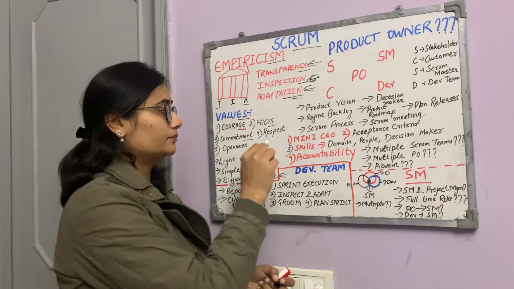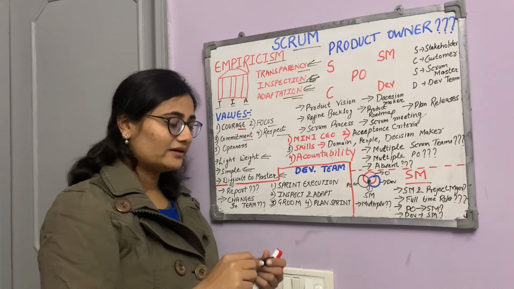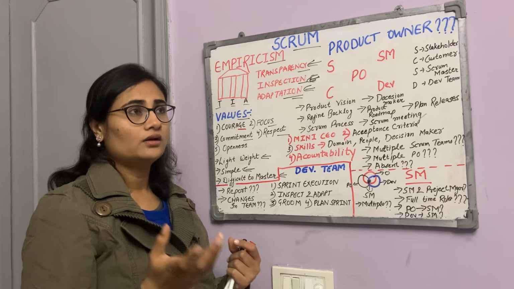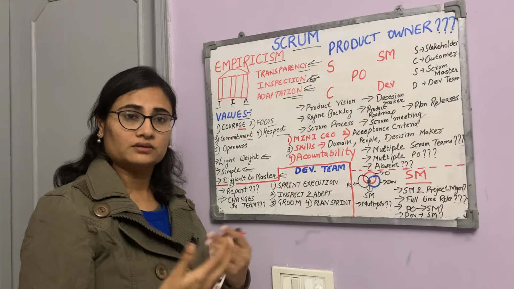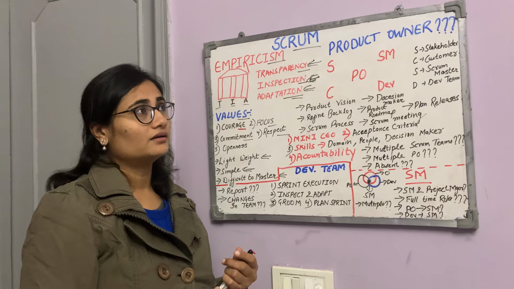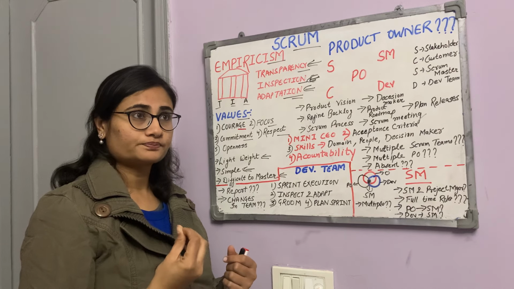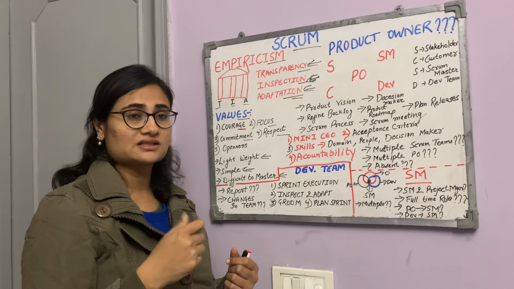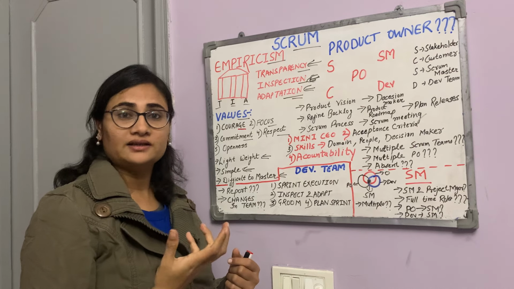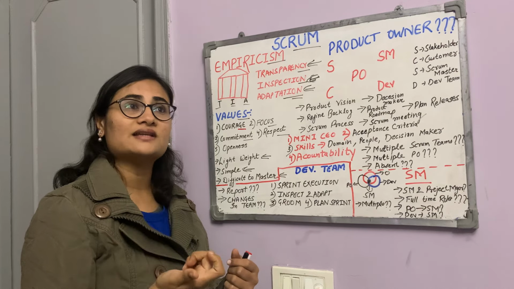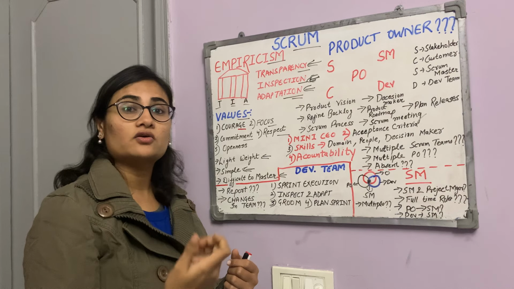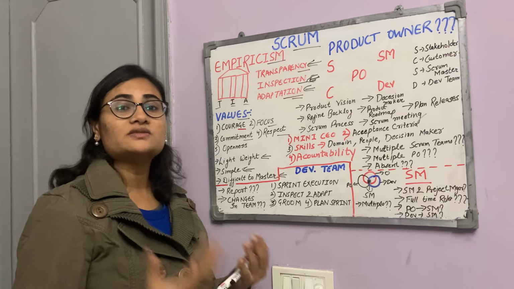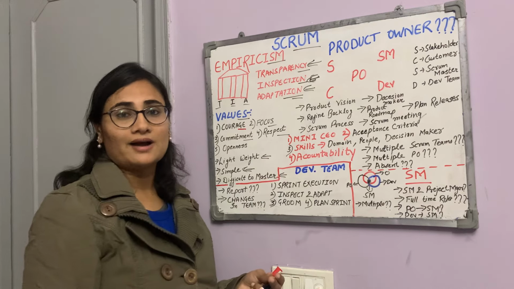Fourth is respect. Self-respect and the respect of each team member is important. Not only the respect of the team members, but respect towards the ceremonies or the events which are taking place. There are events like the daily scrum meeting. There are events like the planning meeting, retrospective meeting, review meeting. So in all these meetings also respect is required.